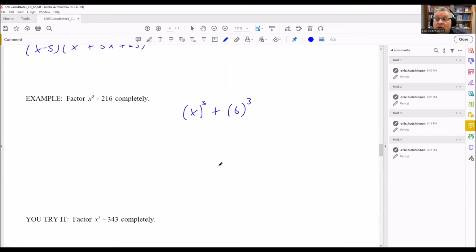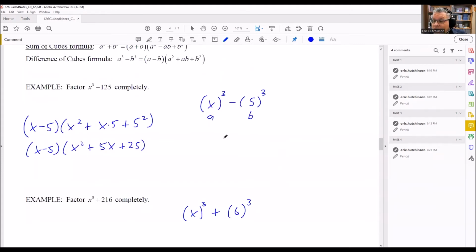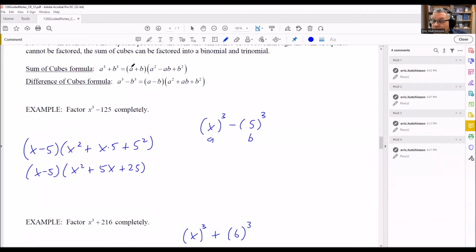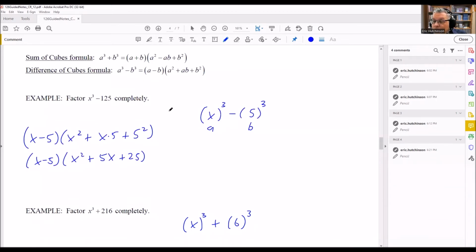So now we have a plus. What we want to do this time is use this formula right here. We want to do the sum of cubes because this problem has a plus in it. We want to substitute into here. So let me write it out at the bottom here. That's x. So we have a plus b, which is x plus 6 in this case. And then we have x squared. Now we have a minus this time. We have a minus ab, so x times 6. And we have plus b squared, or 6 squared.